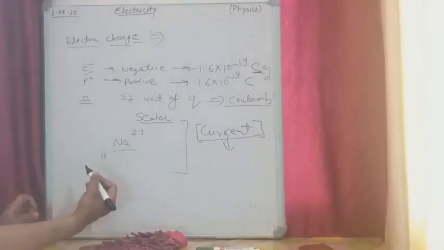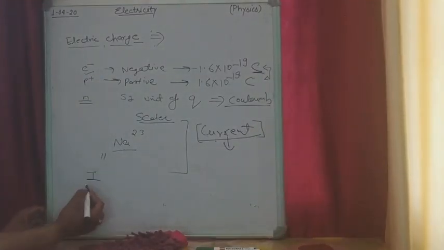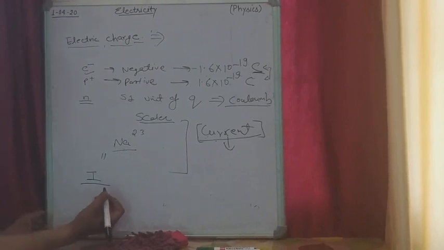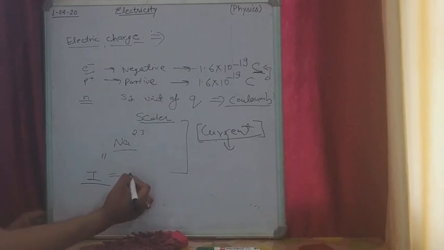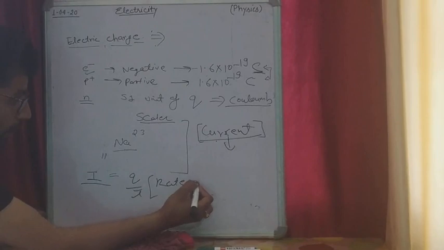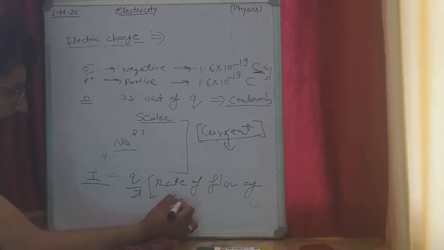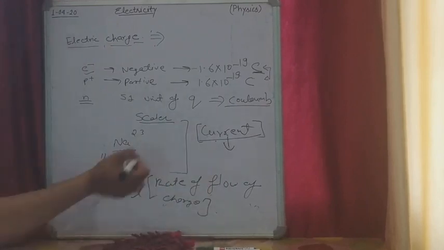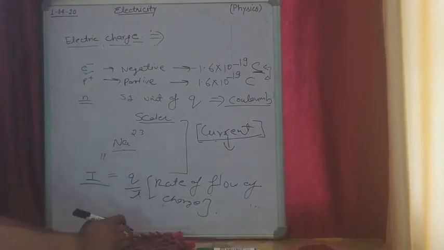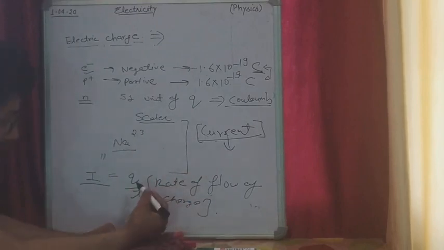In physics, electric current is denoted by I. And what is electric current? That is rate of flow of charge. I am writing here, rate of flow of charge. That is called an electric current. You can say that is I equals Q upon T. Q means electric charge, and this is time, T.